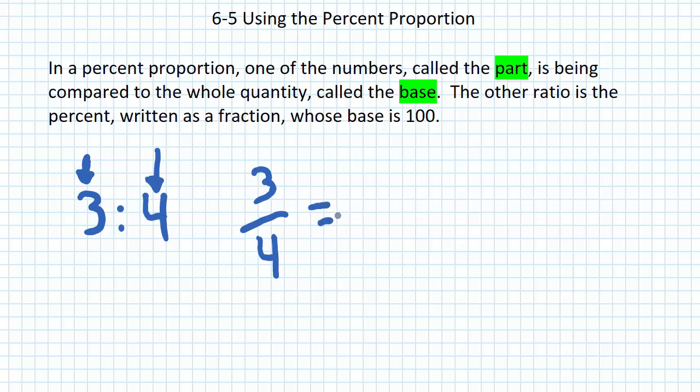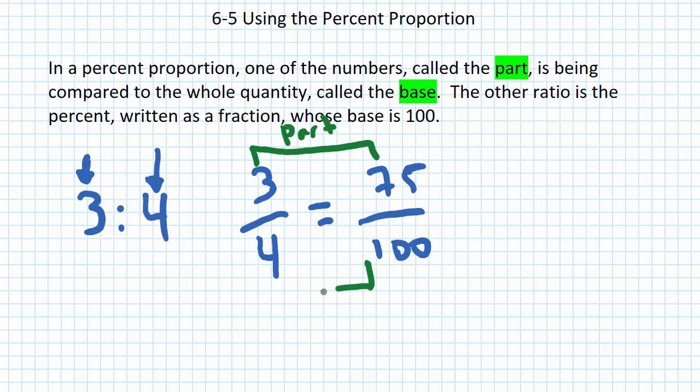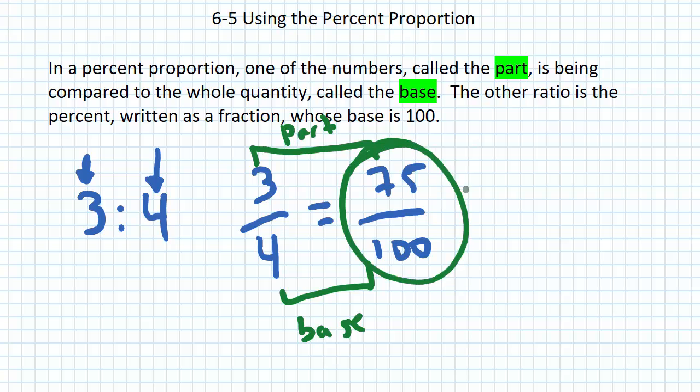The other ratio is the percent written as a fraction whose base is 100. Okay, so 3 out of 4 is how many out of 100? Well, multiply by 25, multiply by 25, and I get 75, where this is the part and this is the base. Okay, so we can build essentially equivalent fractions to find a percent using proportions. But I think there may be an easier way to do that just using our math English translation skills. Okay, let me show you what I mean.